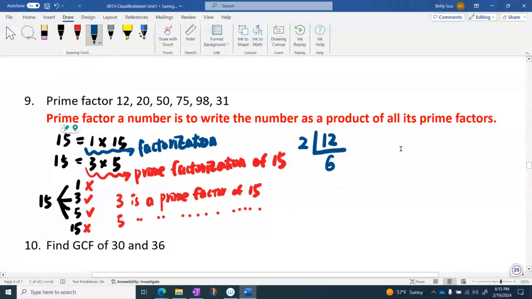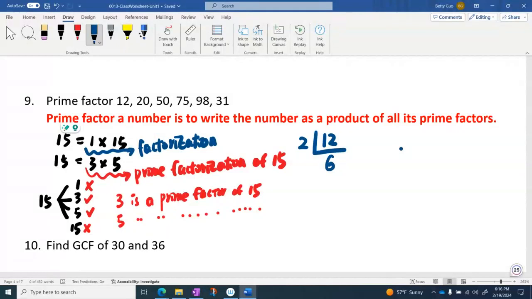Yeah, let me repeat what happened. I am prime factoring 12. So I draw a big L, place 12 in the big L. And since 12 is an even number, it has a 2 as a prime factor. So I put a 2 next to the big L, on the left of the big L. And I use 12 to divide by 2.